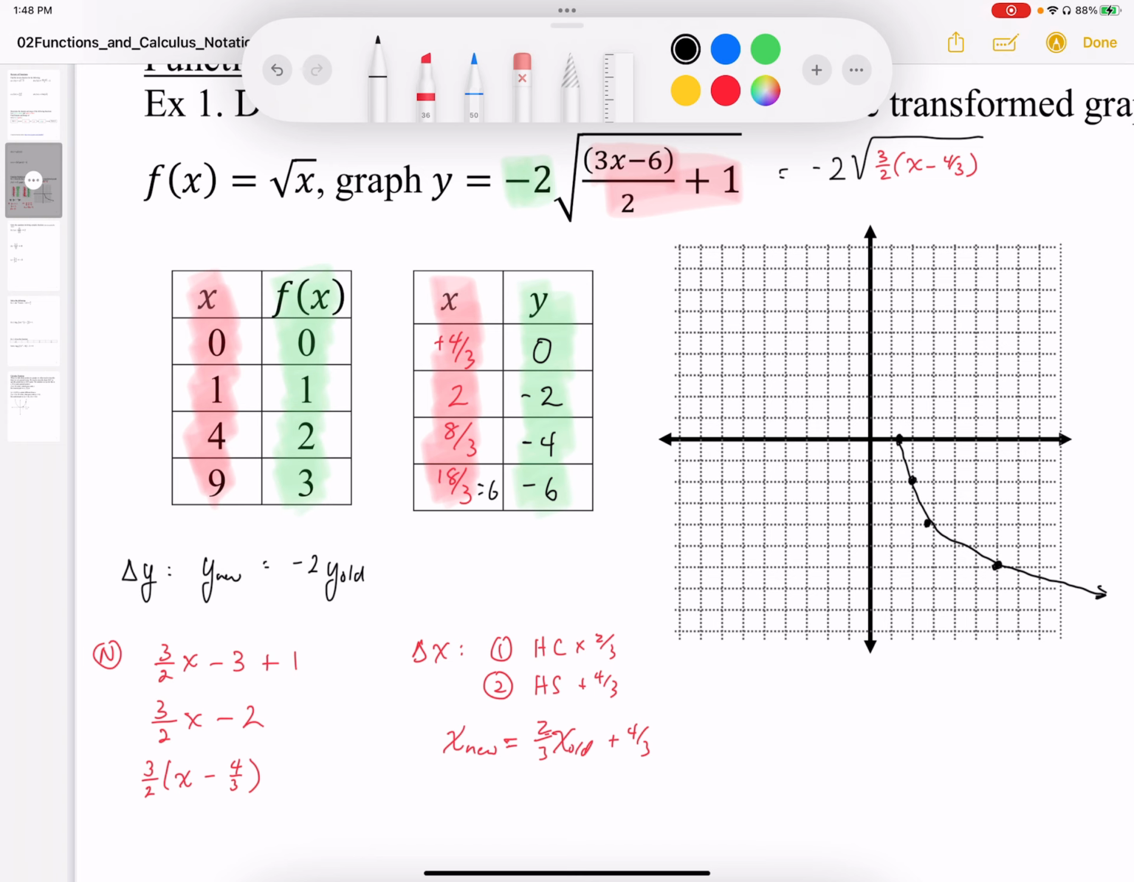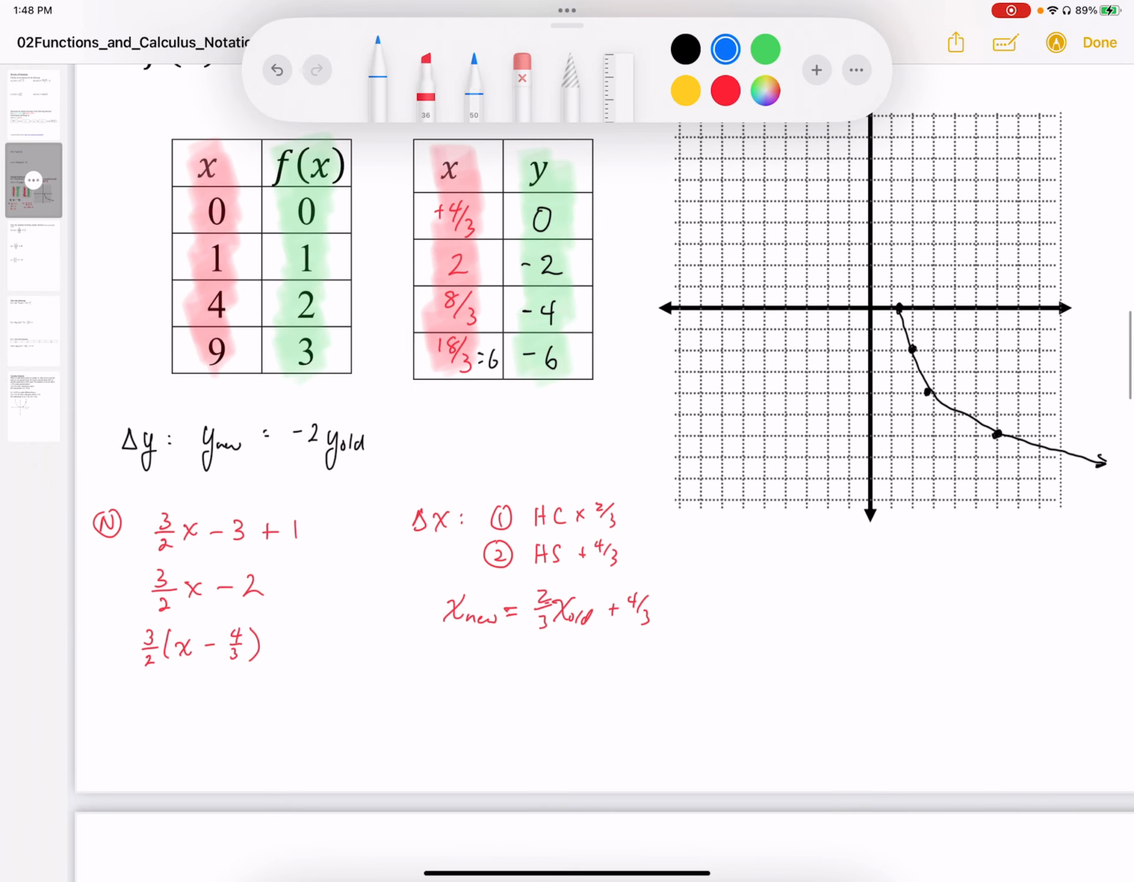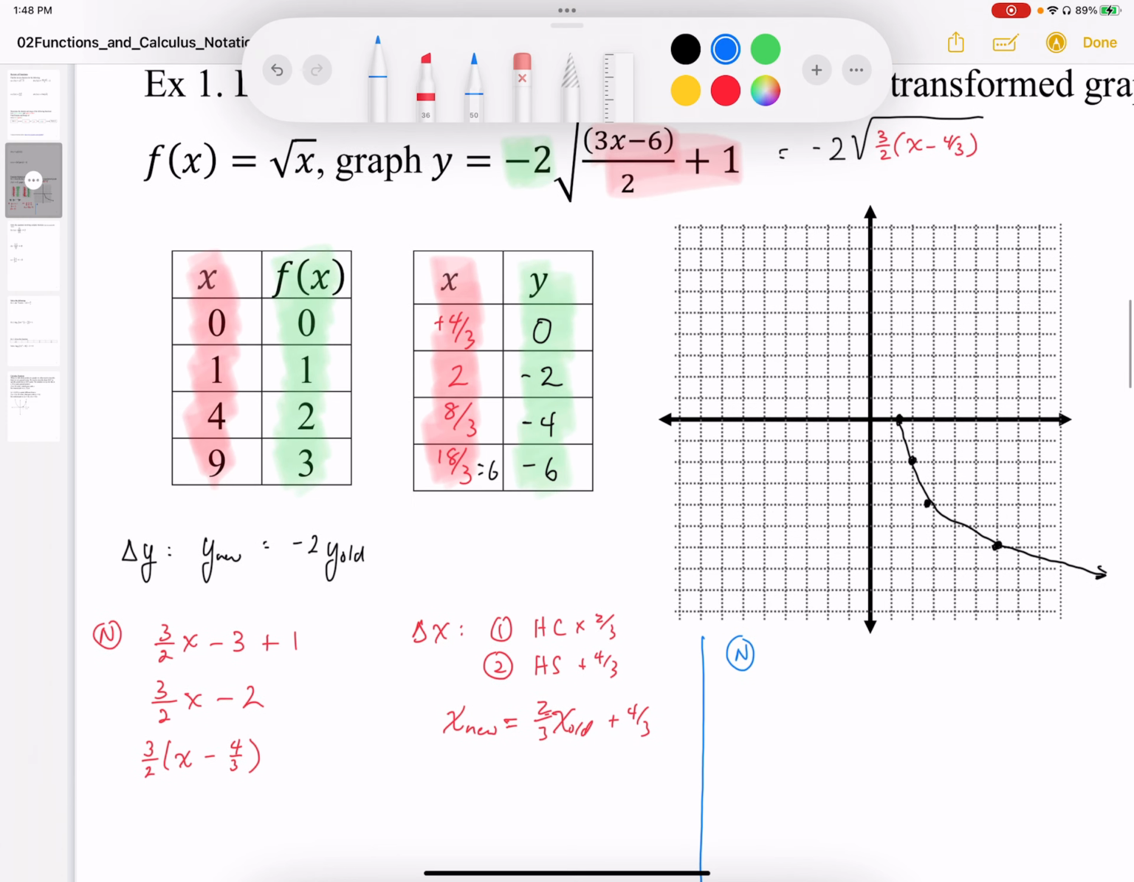The other way we could do this is we can use an undoing method, an undoing strategy. So we can take our notation. It's going to look like this. It's going to be 3x minus 6 over 2 plus 1. And then we can just undo this expression and solve for the other x. Solve for the embedded x.